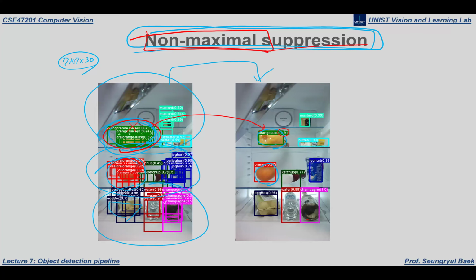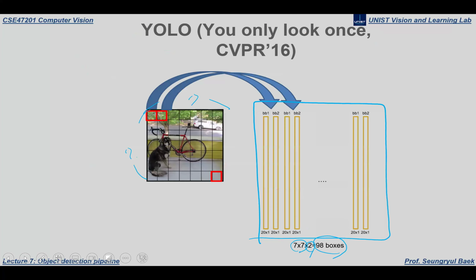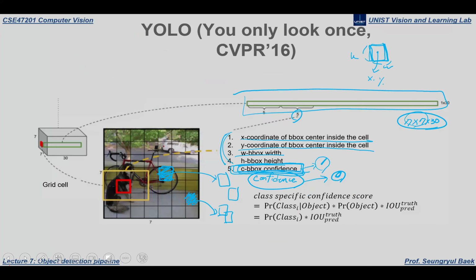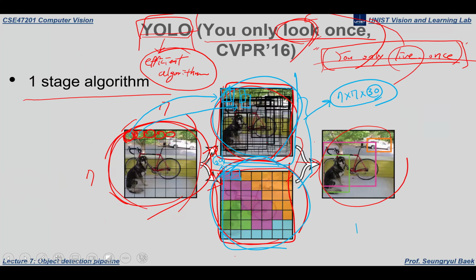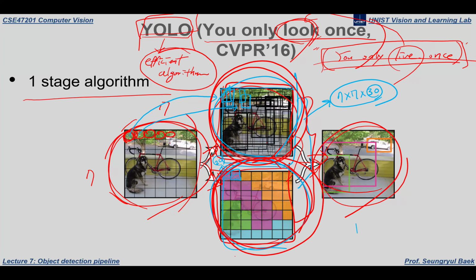This is a very heuristic algorithm, but anyway, it is helpful for us to achieve the final classification. So here it is indicating the non-maximal suppression algorithm. Given this many outputs, we apply non-maximal suppression, which is called NMS, to achieve the final object detection. Okay.